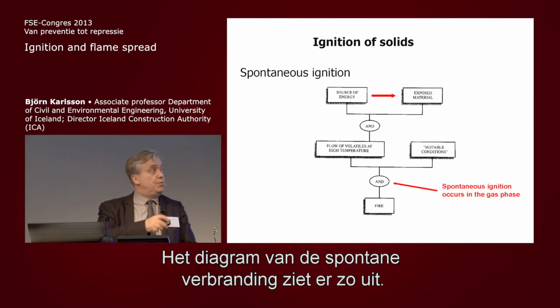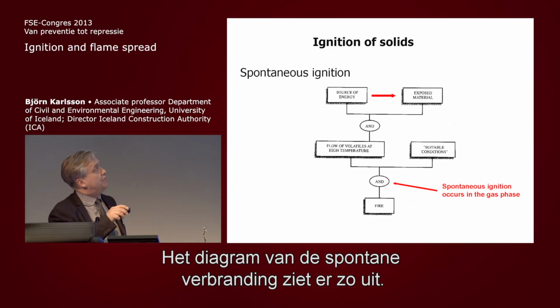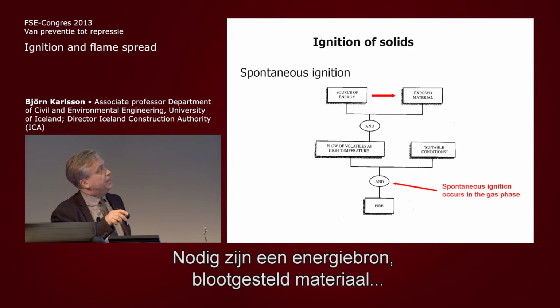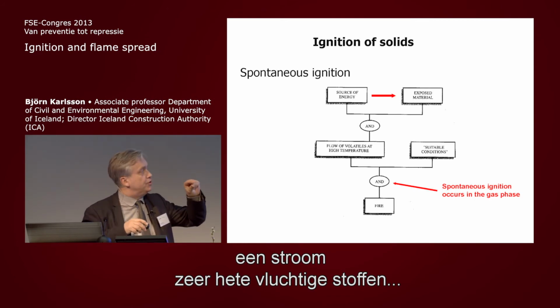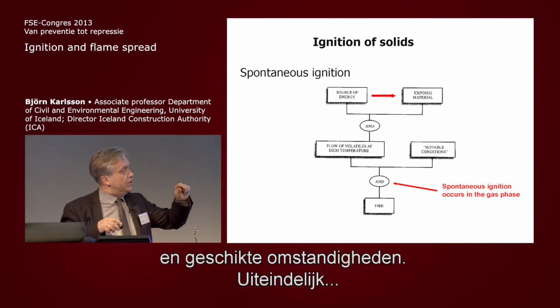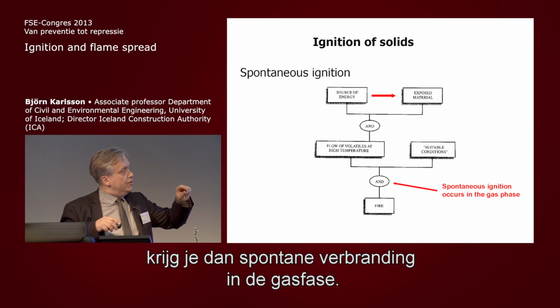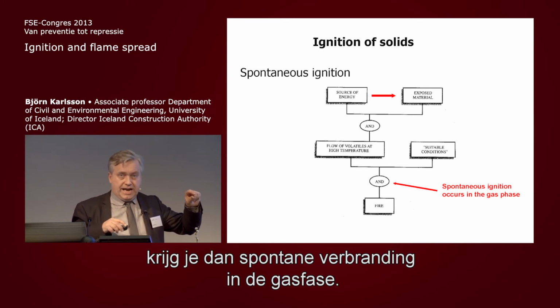So the spontaneous ignition graph is like this. You have a source of energy, you have exposed material, and a flow of volatiles at high temperature. It has to be high temperature and sustainable conditions, and then finally you will have spontaneous ignition in the gas phase.